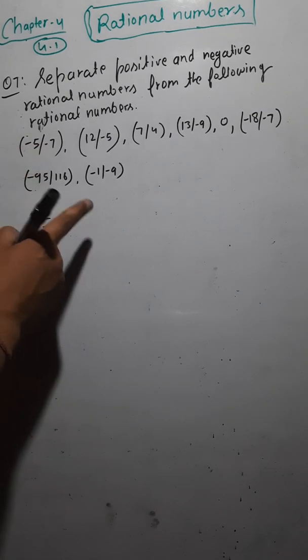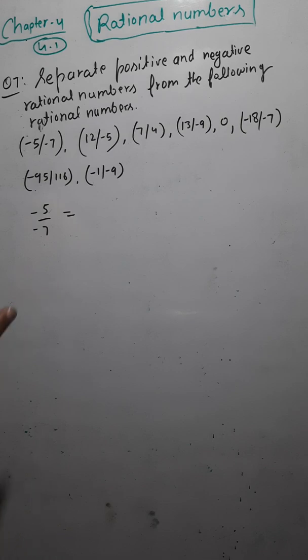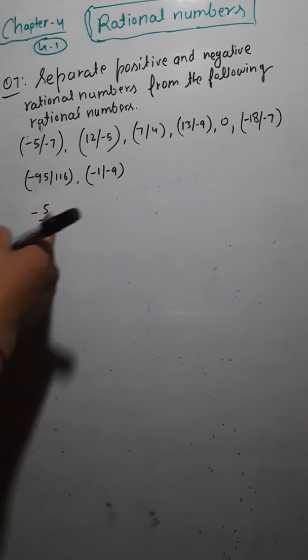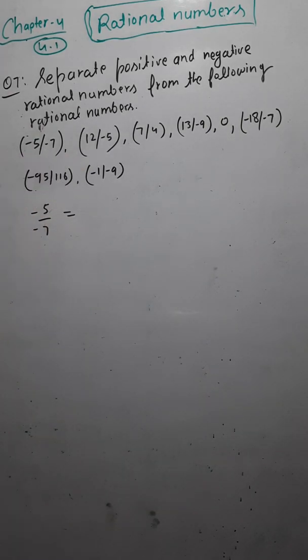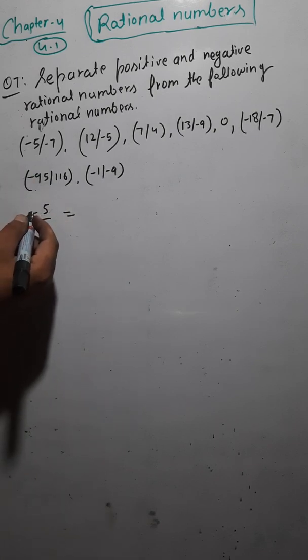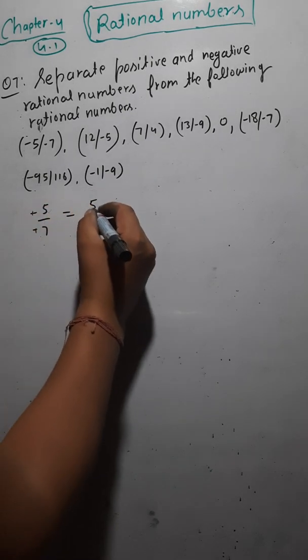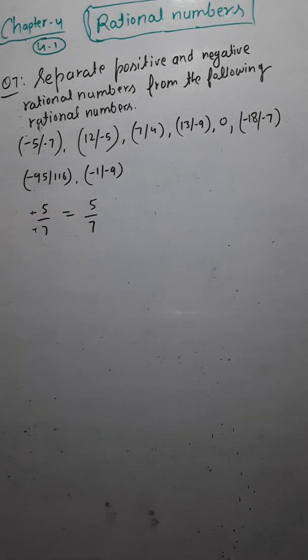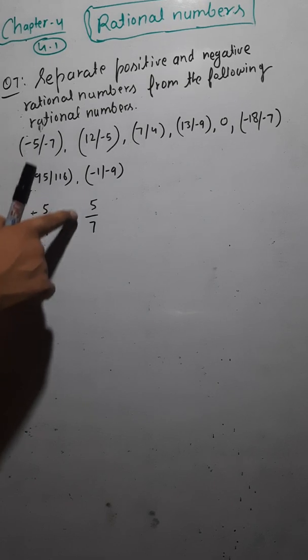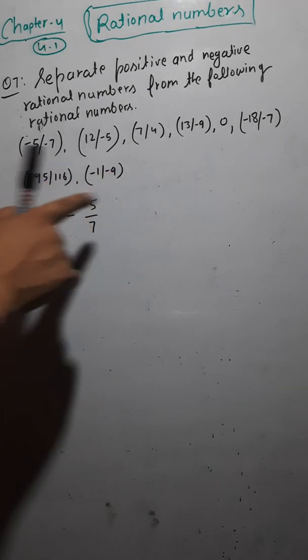So tell me whether this is a positive rational number or a negative rational number. I think you would be thinking that both are negative, so it would be a negative rational number, but not. When the numerator and the denominator are both negative integers, they are going to cancel each other. So it would become 5 by 7. Getting it or not? So now you can see this is a positive rational number.